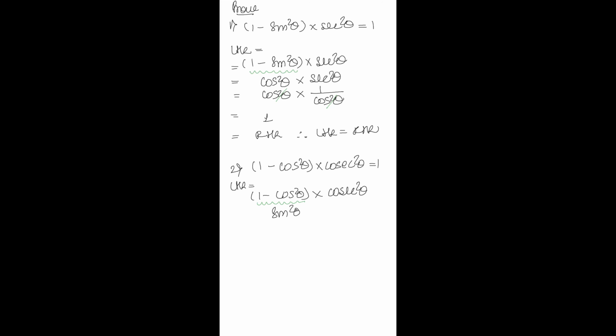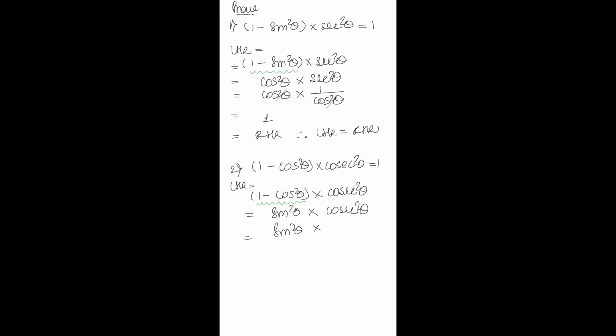1 minus sine square theta is cos square theta. 1 minus cos square theta is sine square theta into cosec square theta. Now, I hope you people know that once again, sine and cosec are reciprocals of each other. You can change any one of them. So let us change cosec square theta, keeping sine square theta as it is.